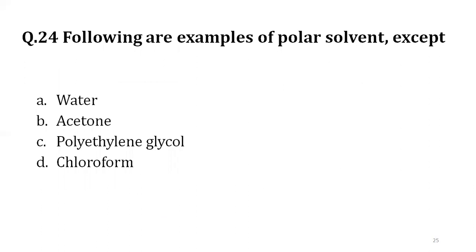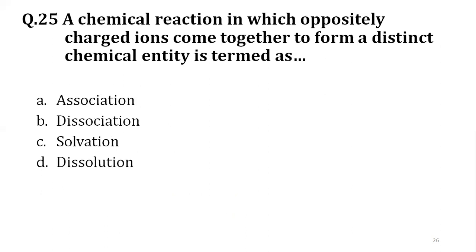Question number 24. Following are the examples of polar solvents except. A, water; B, acetone; C, polyethylene glycol; and D, chloroform. The right answer is D, chloroform. Water and polyethylene glycol are polar in nature. Acetone, methanol, and ethanol are semipolar in nature. And chloroform is non-polar in nature. So that's why the correct answer is D, chloroform.